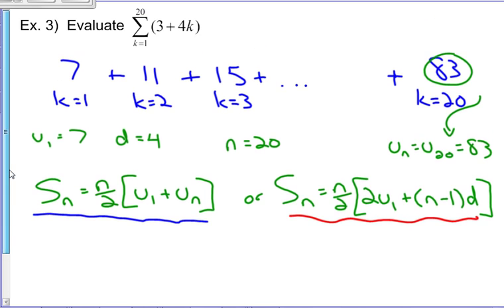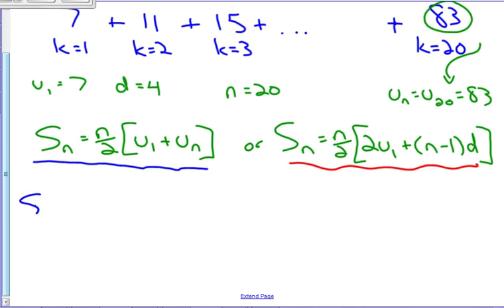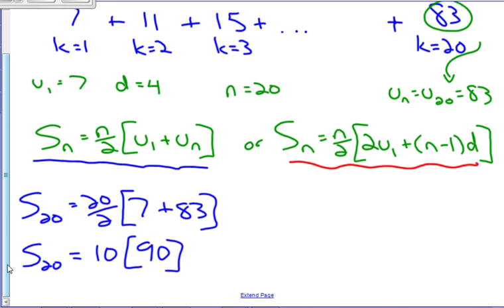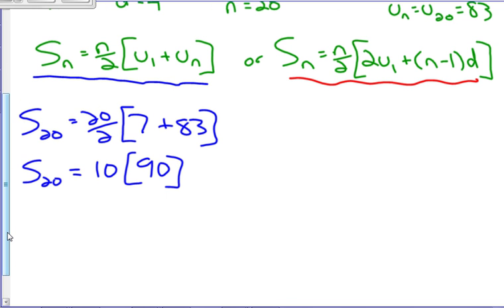But notice here, it's asking us to find the sum from k equals 1 to 20, so that's why it's 20 terms. So S20 will be 20 over 2, u1, which is 7, plus un, or the last term, which is 83. The numbers look horrible, but let's see. 20 over 2 is 10. 7 plus 83 is 90. So we actually end up with pretty easy stuff to do without a calculator. 10 times 90 is 900.